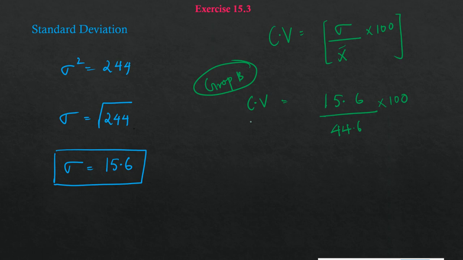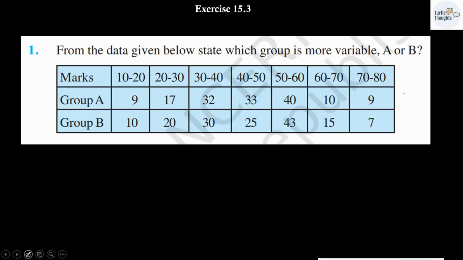For group B, I'm finding out the CV. CV here approximately it will be equal to 40, 40.5, 33 and 535. Almost you will be getting equal to 35. This is going to be the CV for group B. Okay. Now, I have got the CV for group A. I have got the CV for group B.